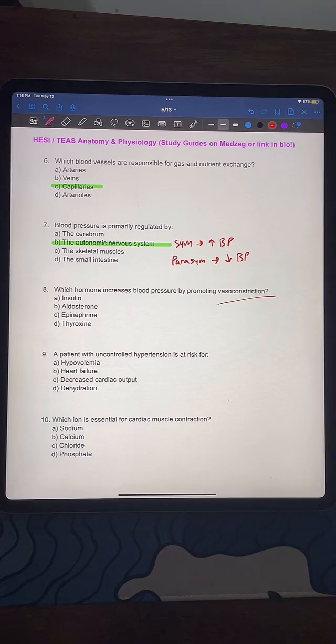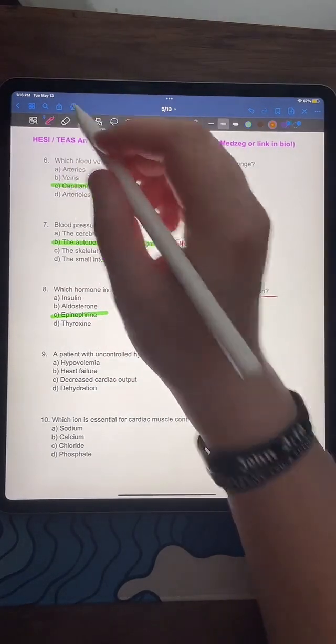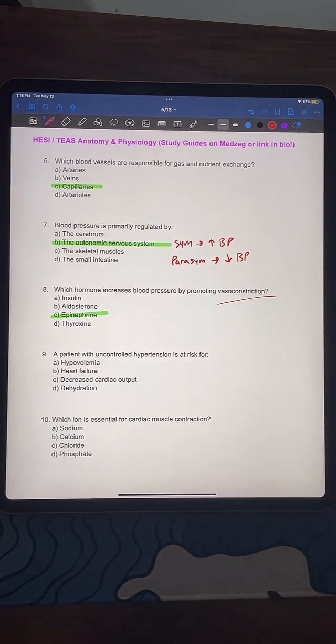The answer to number 8 is C. It is epinephrine. So epinephrine, otherwise known as adrenaline, causes vasoconstriction. This is going to increase blood pressure.